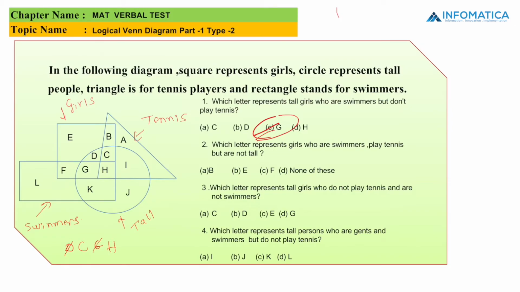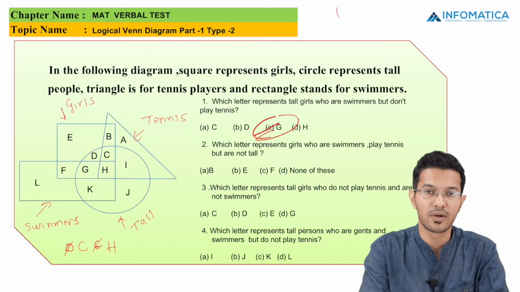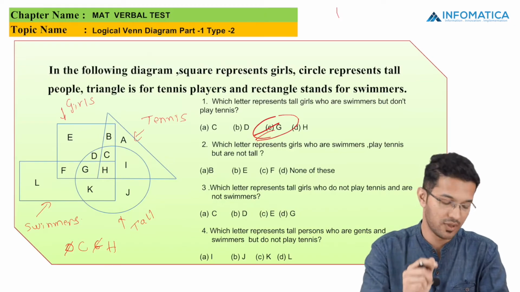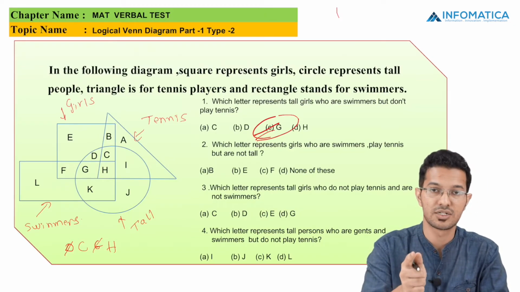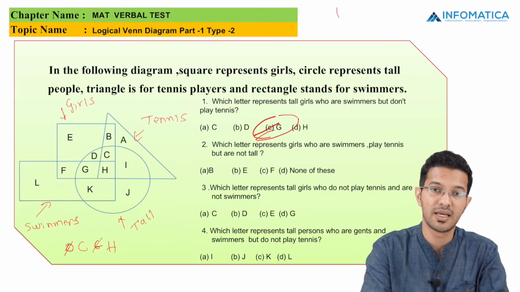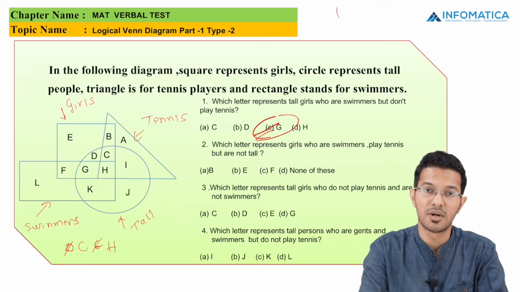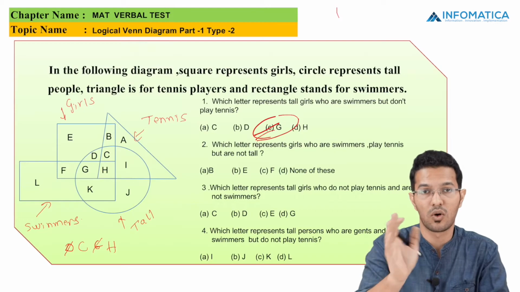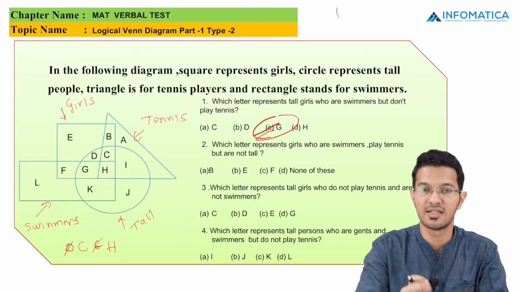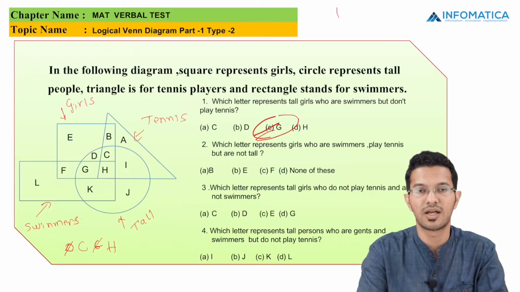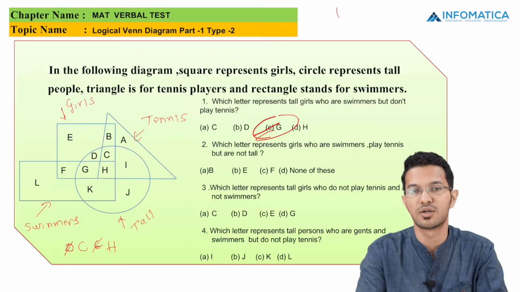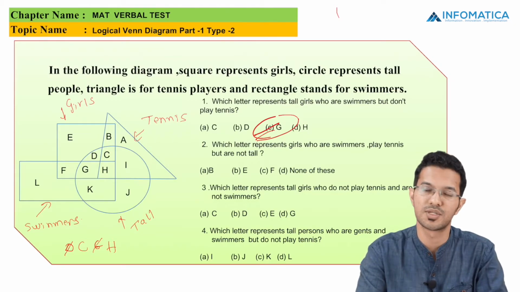Next one is saying but are not tall. Now tall is represented by what? Tall is represented by a circle. So let us find it out. Now if I look at the options, I am having none of these. If you look carefully, it is C and H. Now C and H is coming inside the circle, but they need the people who are not inside the circle. So do we have any such letter? No, we do not have any such letter. So the answer to this question will be none of these or option D.